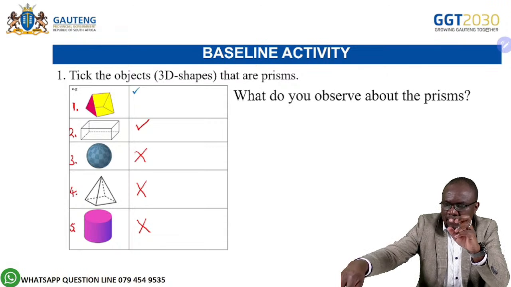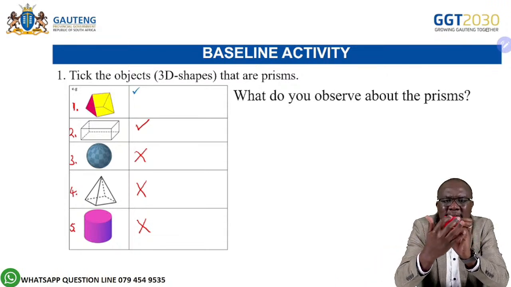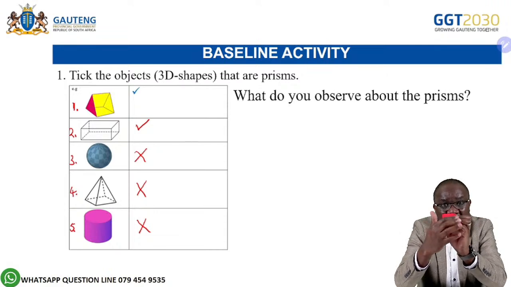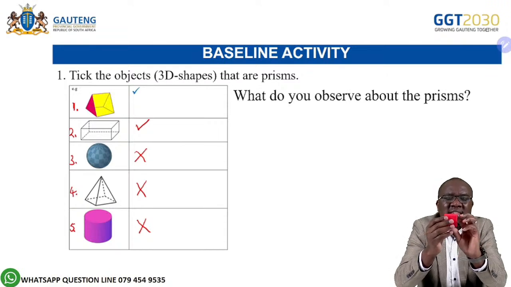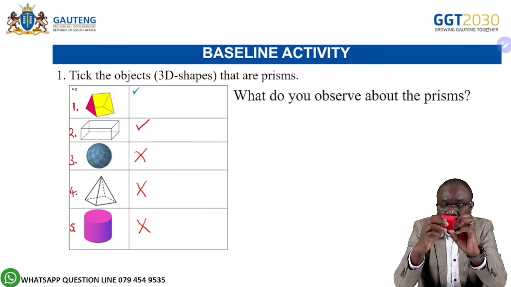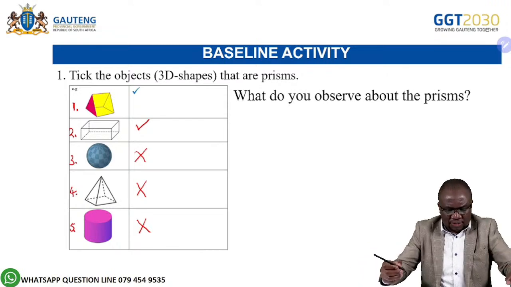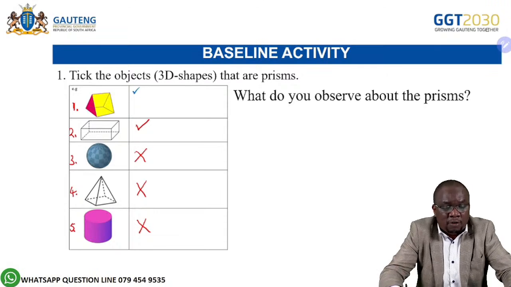Even the hexagonal prism, if you check, the lateral faces are what? They are rectangles. We have a hexagon this side, a hexagon this side. Then the lateral faces are the rectangles. So that's what prisms are. So I hope you have managed to understand the difference between prisms and other 3D objects.